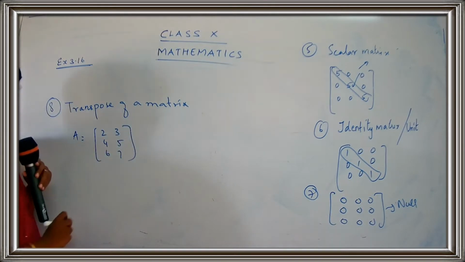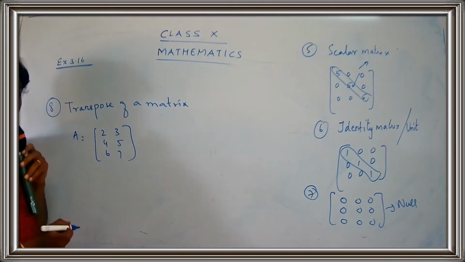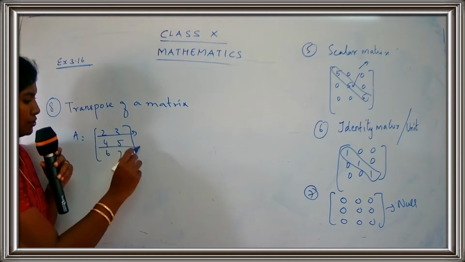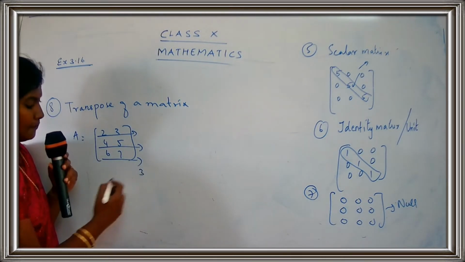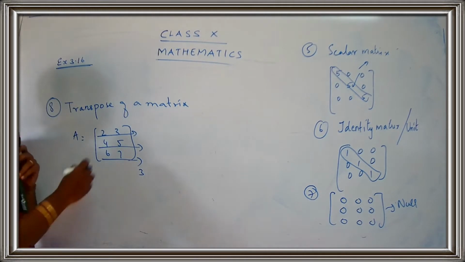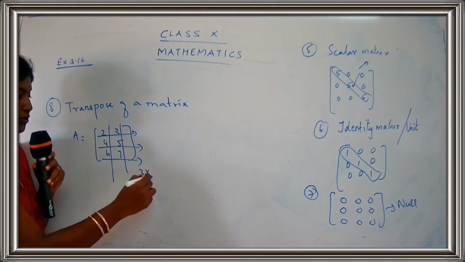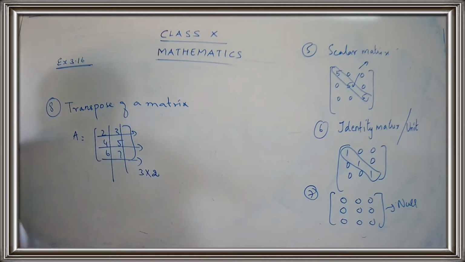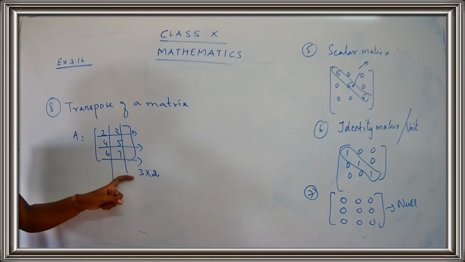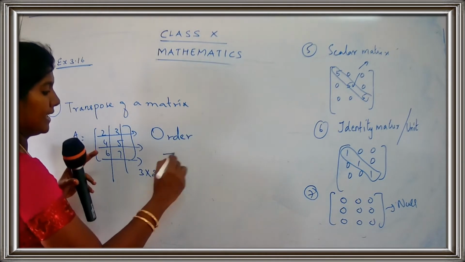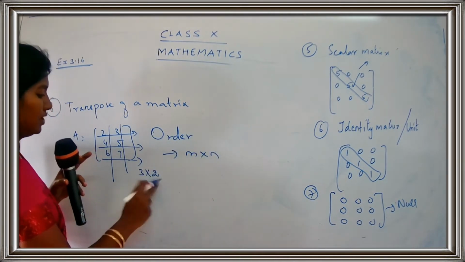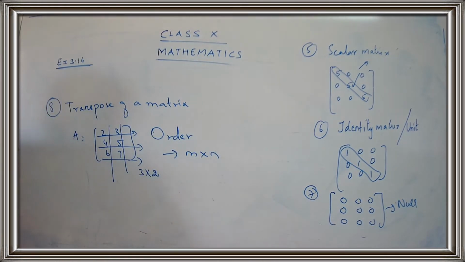What is the order of this matrix? How many rows do you have? 1, 2, 3. So total number of rows is 3. And how many columns do you have here? It's 1, it's 2. So you have the order 3 cross 2. I have told you that order will be written as m cross n. So 3 cross 2. Clear, children? Now we have to find out the transpose of the matrix.